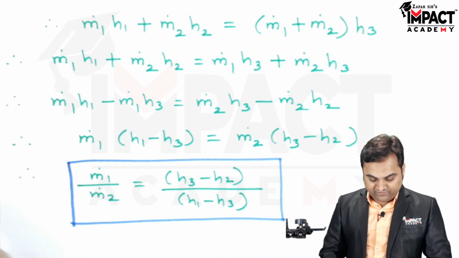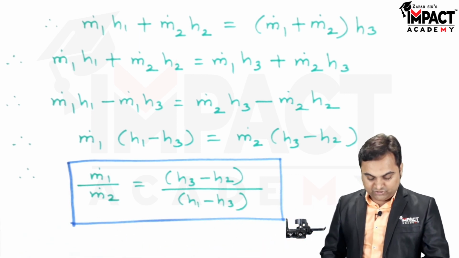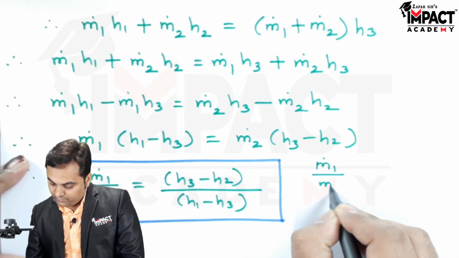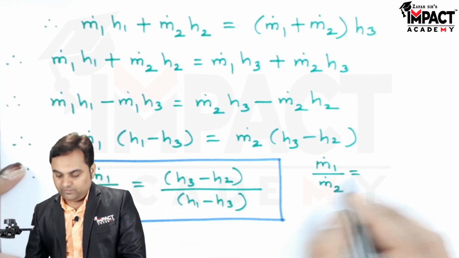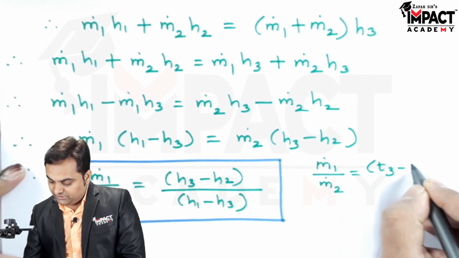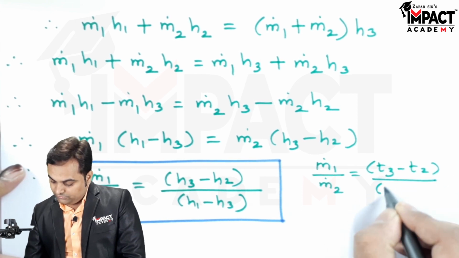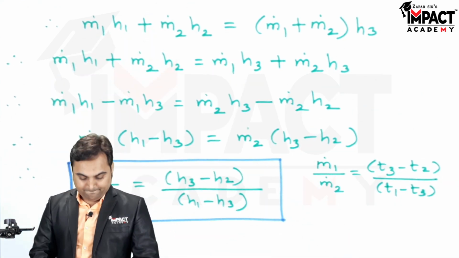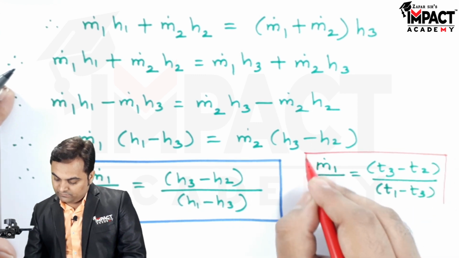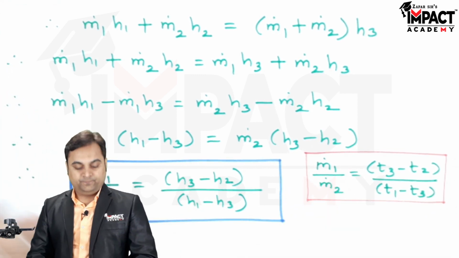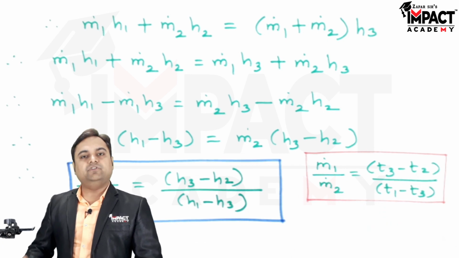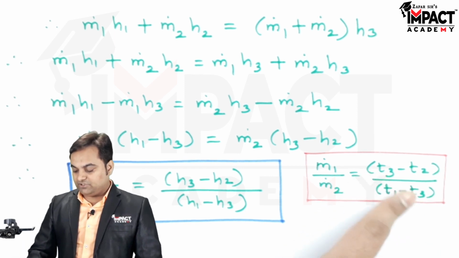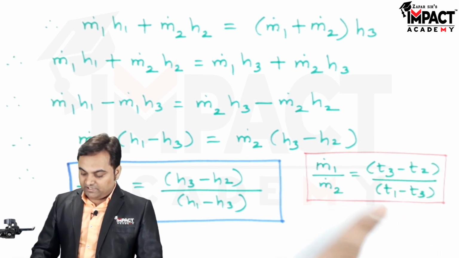the formula for temperature difference, and that can be written also in the form of the ratio, which would be m dot 1 by m dot 2 is equal to, instead of enthalpy, I can write the temperatures, which is T3 minus T2 upon T1 minus T3, and the approach would be similar like I have used for the enthalpy. That is, once we know the ratio in which the mass is mixed, and initial and final conditions are known, we can get the exit temperature of the air which is mixed, that is T3 can be calculated from here.